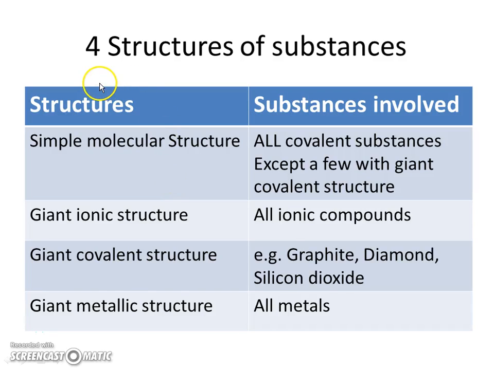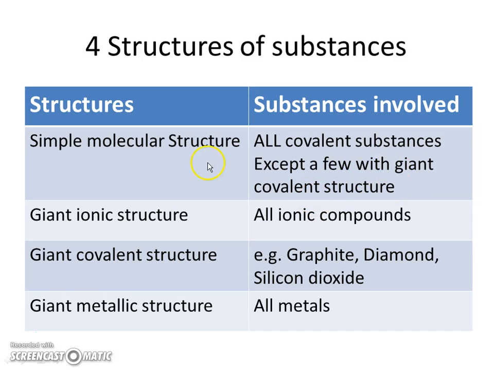Okay, in this chapter, we will learn about how the structure of a substance will affect the properties of that substance. So first, in this world, we can simply classify substances into four structures. The first structure is simple molecular structure. It involves all covalent substances, except a few with giant covalent structure.